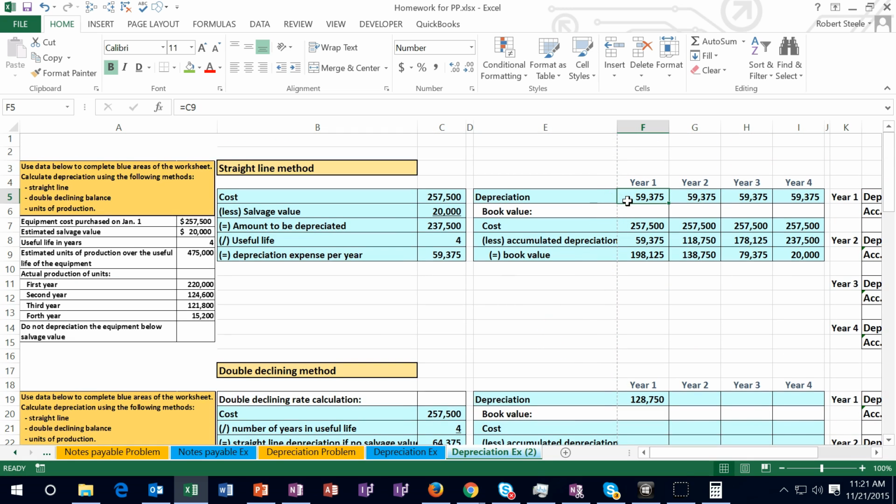Note first off that that is far different. It's not twice as much as the straight line depreciation. It would be twice as much if there was no salvage value, but it's far higher, of course, than the depreciation for the straight line method.